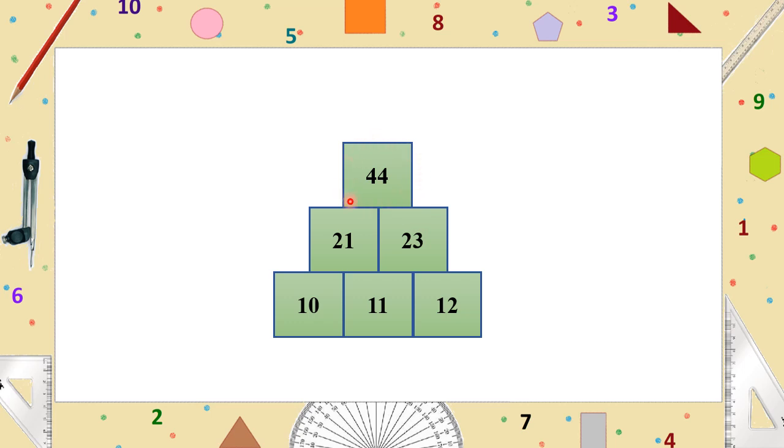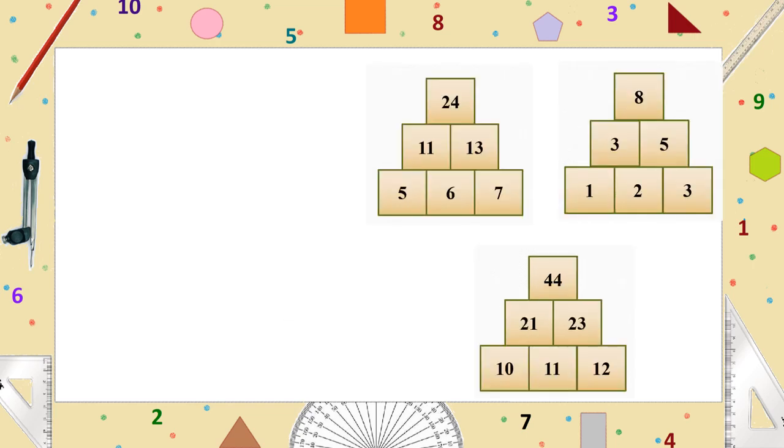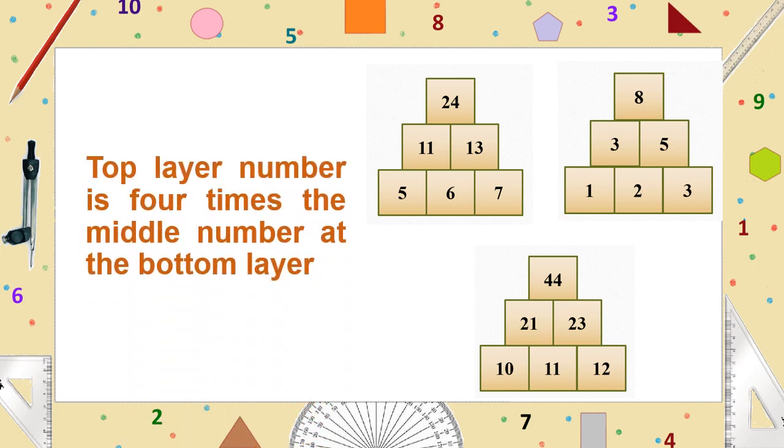Can you see any relationship between the top layer number and the middle number at the bottom layer? Yes. What is that? The top layer number is 4 times the middle number at the bottom layer. Okay, that means from these three pyramids we could find another relationship. That is, the top layer number is 4 times the middle number at the bottom layer.